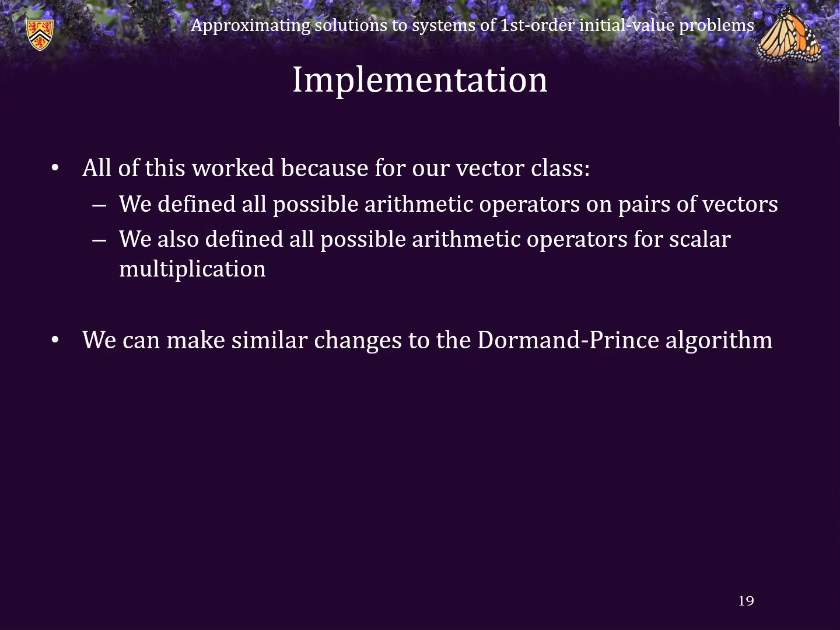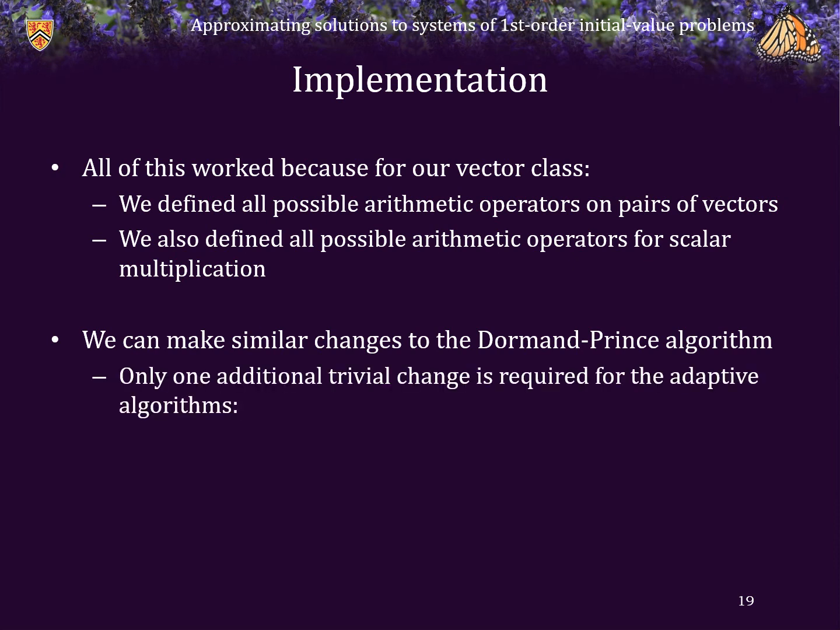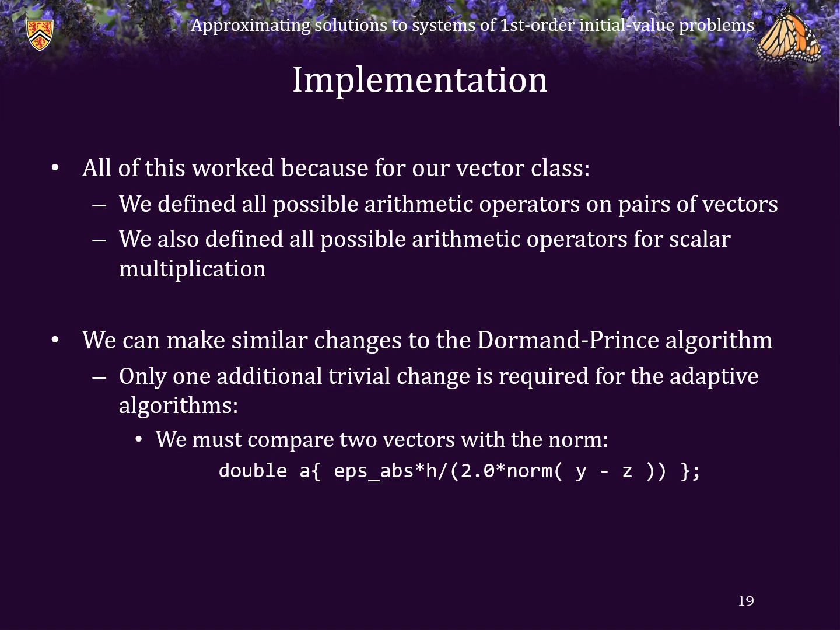We can even make similar changes to the Dormand-Prince algorithm. Actually, there was only one additional trivial change that was required for the adaptive algorithms. Specifically, we were comparing two approximations using the absolute value function. However, the absolute value function is not defined for vectors, and so we had to replace that with a call to the norm.